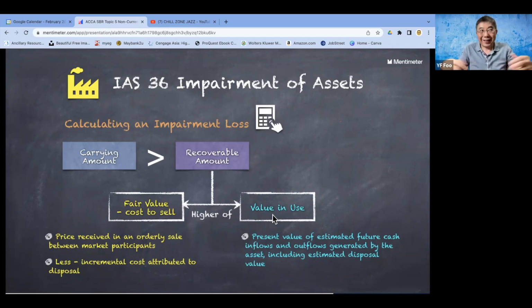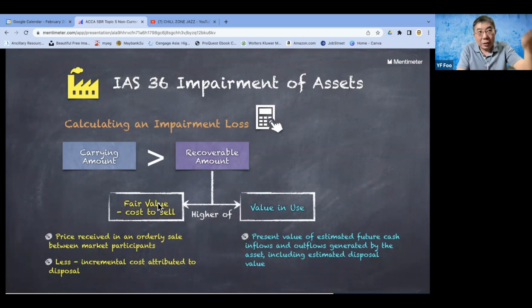What will you do as a rational person? Of course, you will use it because you are going to get a higher value. But if you can sell it now and get 1,000 ringgit, but when you use it, you only get 800 ringgit, then why would you want to keep it to use it and not sell it now? So that's why we use the higher of these two values, because if it's the higher of these two values, then you are likely to choose that option.